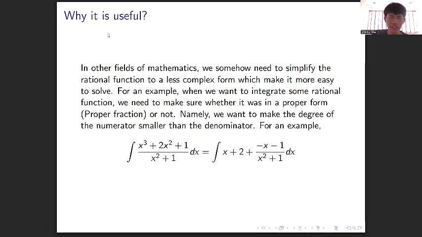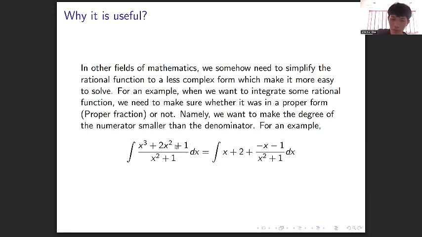So the next part we're going to see is why it is useful. In our fields of mathematics, we sometimes need to simplify a rational function to a less complex form, which makes it easier to solve. For example, when we want to integrate some rational functions. For example, this rational function is in improper form because the degree of the top is greater than the bottom, which is the degree of the numerator is greater than the denominator.